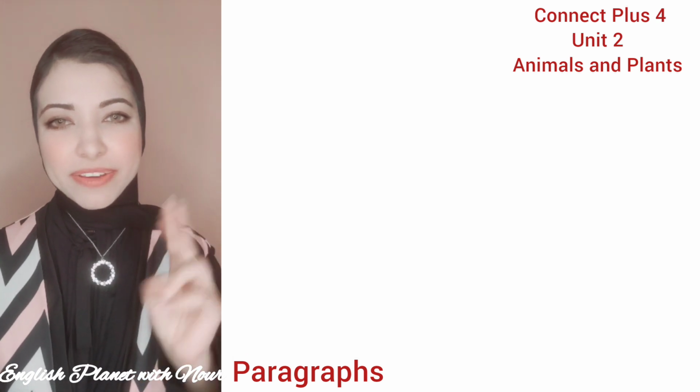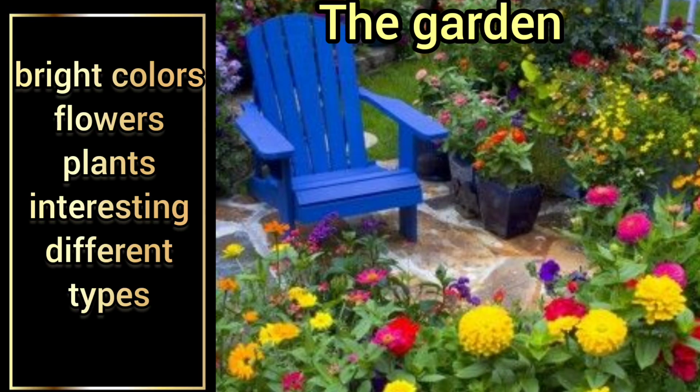Paragraph number 2. You have to look at this picture and listen to these elements or guiding words to help you how to write the paragraph and make your sentences. Bright colors, flowers, plants, interesting, different types.